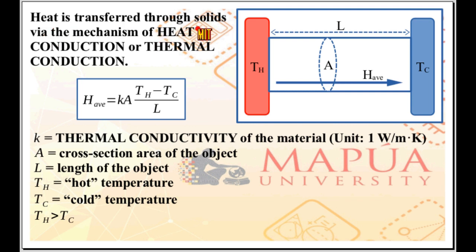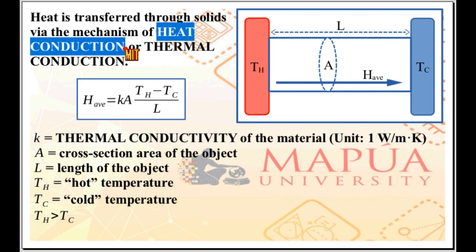Heat is transferred through solids via the mechanism of heat conduction or thermal conduction. Heat conduction is the dominant heat transfer mechanism in solids, so much so that when we say heat transfer through solids, we're talking about heat conduction. Say you have an object. One side has temperature TH, the other side has temperature TC.